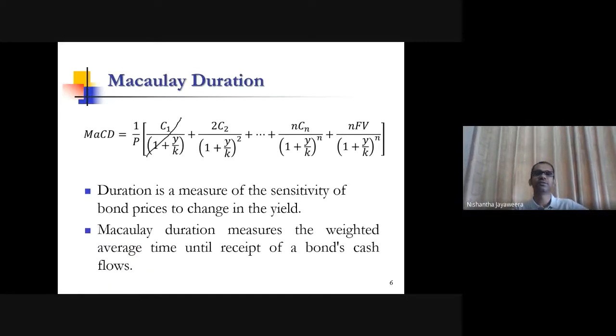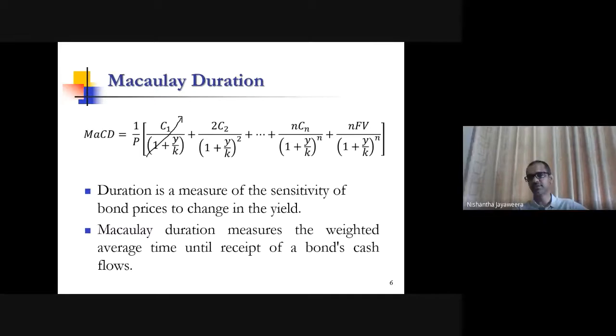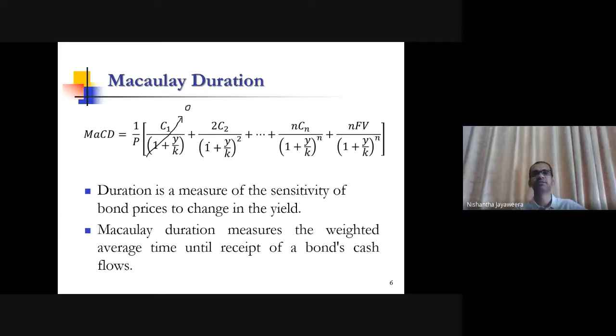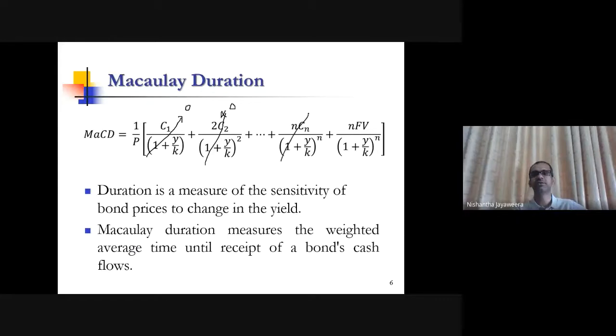All these would be in a zero coupon bond. What is the first coupon payment? At maturity. No, I mean, are there any coupon payments? C1, C2? No. C3? No. All these coupons would be 0. You have only this.